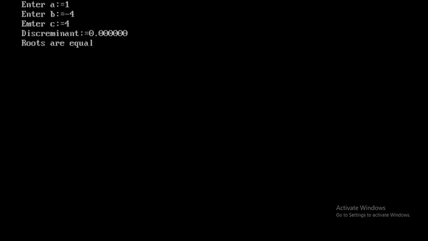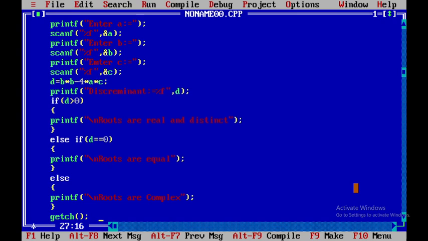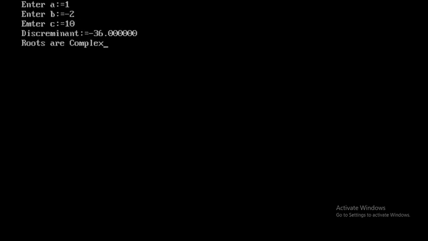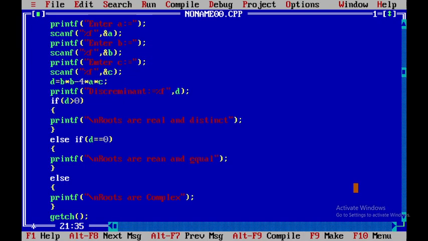Okay, now if you run one more time, say a is 1, minus 4 and 4, so roots are real and equal. Roots are real and equal. And now for complex roots, if we enter here a is 1, b is -2, and c is 10, the roots are complex since discriminant is -36.